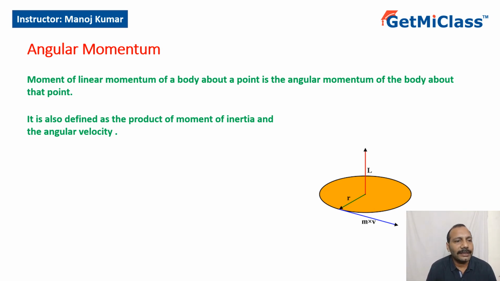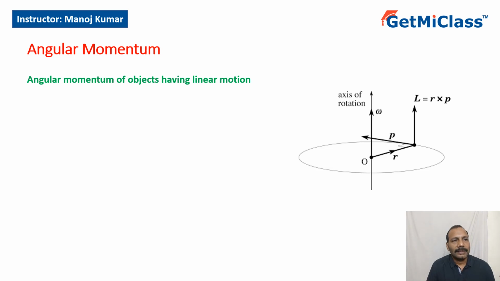Now for a rotating body, this angular momentum is also defined as the product of moment of inertia and angular velocity of the body. So let's try to understand how do we find angular momentum of bodies which are under linear motion, or do bodies under linear motion have angular momentum or not, and similarly, how do we find angular momentum of bodies which are under rotational motion. Now let's first look at how we find angular momentum of bodies having linear motion.